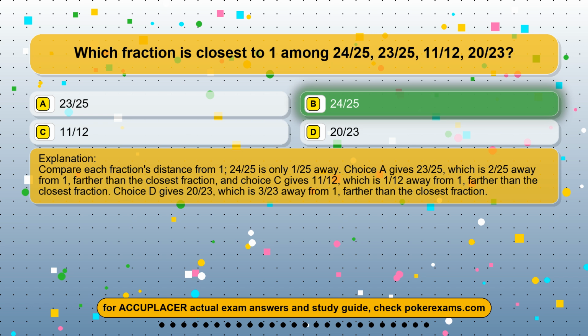Choice A gives 23/25, which is 2/25 away from 1, farther than the closest fraction, and choice C gives 11/12, which is 1/12 away from 1, farther than the closest fraction. Choice D gives 20/23, which is 3/23 away from 1, farther than the closest fraction.